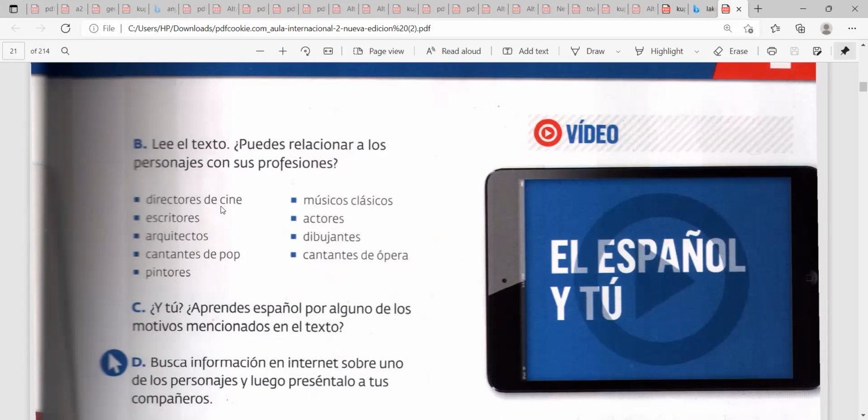Escritores, repetir por favor. Escritores. Can you repeat, please? Escritores, we have writers. Is it clear to you? Arquitectos, architects. Cantantes de pop, the singers of pop. Pintores, repetir por favor. These are the vocab which you have to understand.